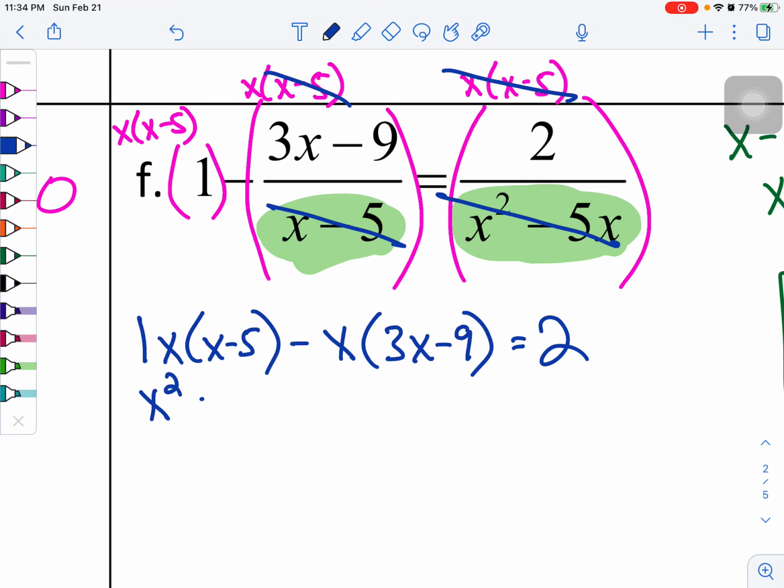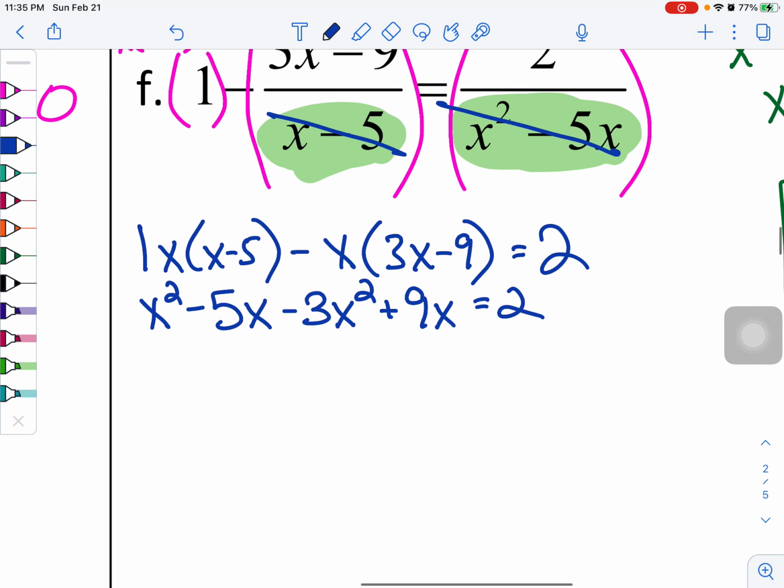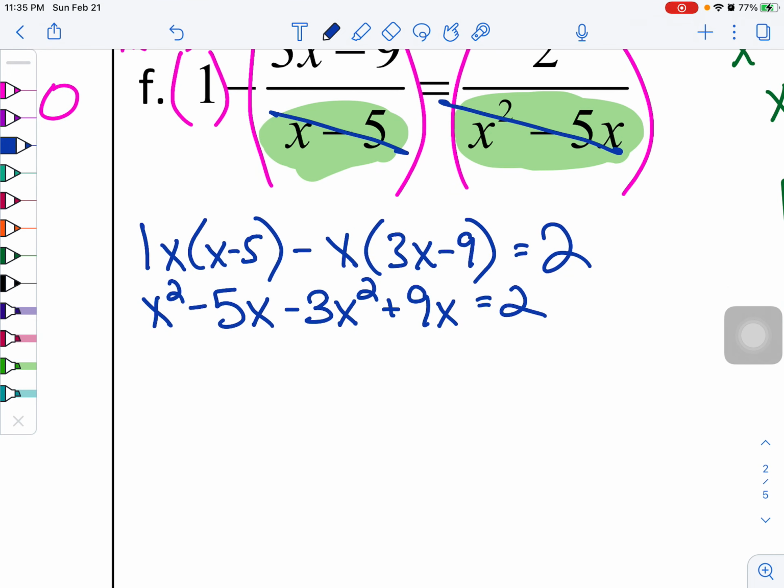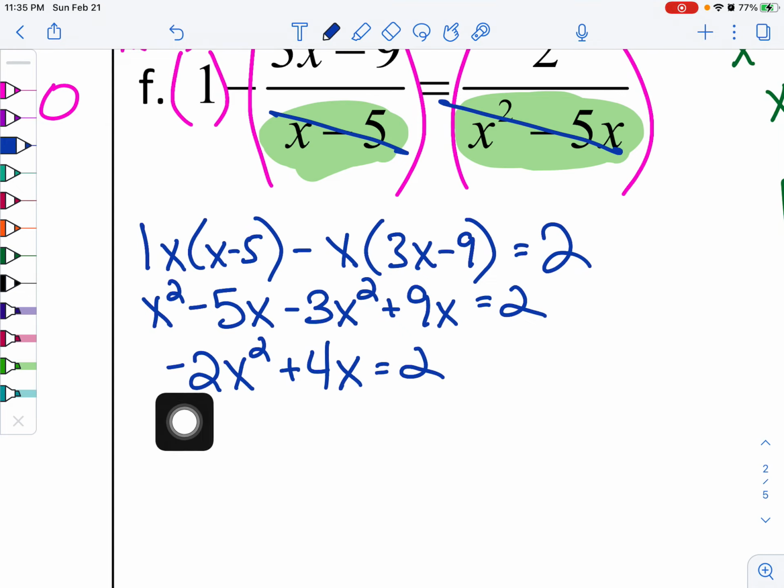Let's go ahead and distribute here. Let's see, 1x times x is x squared. 1x times negative 5x. Now, be careful that you're distributing out the negative here, so I want to make sure I distribute that in. So negative 3x squared plus 9x, that's going to equal 2. All right, let me combine some like terms here. So negative 2x squared plus 4x equals 2.